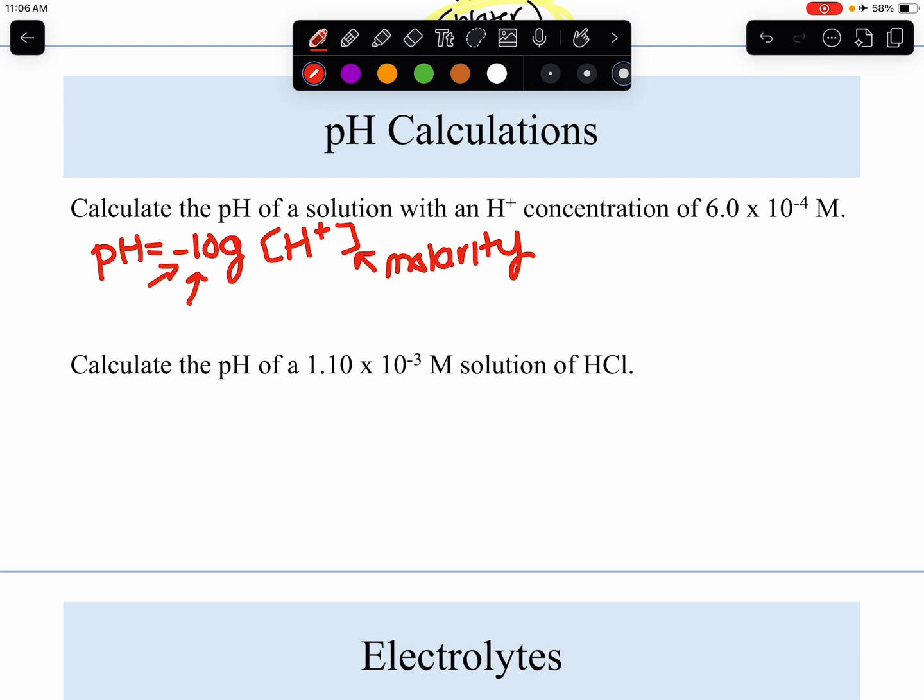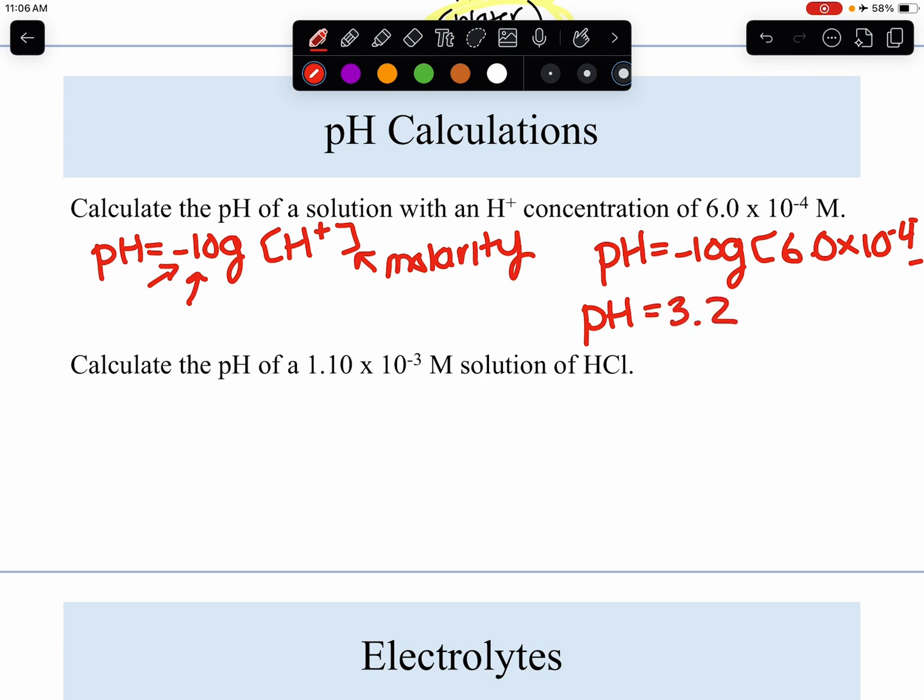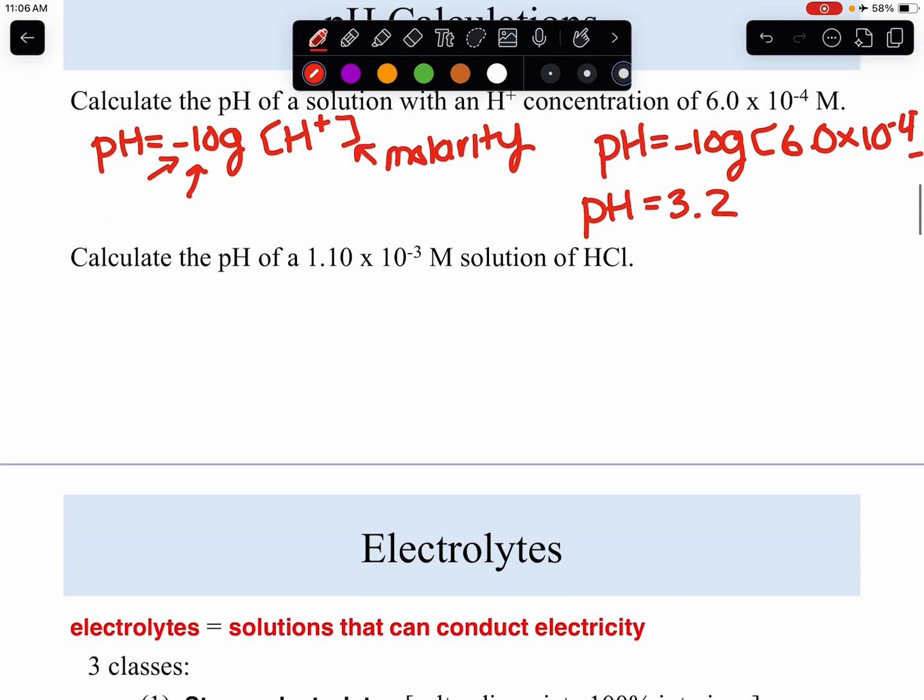So in this example, we're going to calculate the pH. I'm going to go ahead and rewrite that equation, and put that 6.0 times 10 to the -4th in there. Putting brackets actually means molarity, so I don't even need to put a unit. In my calculator, I'm going to take negative log of 6.0 times 10 to the -4th. And my pH ends up being 3.2. Okay, so that is an example of an acid.